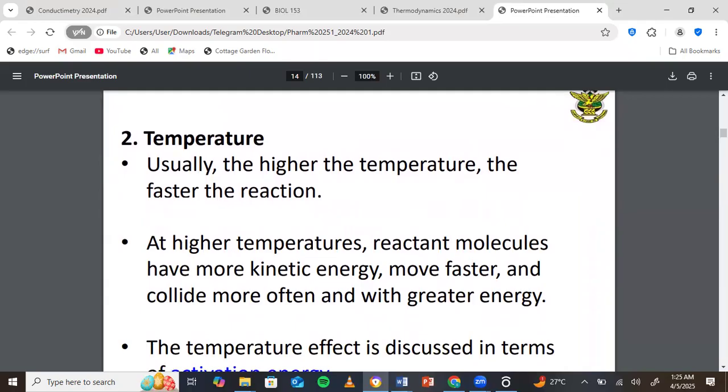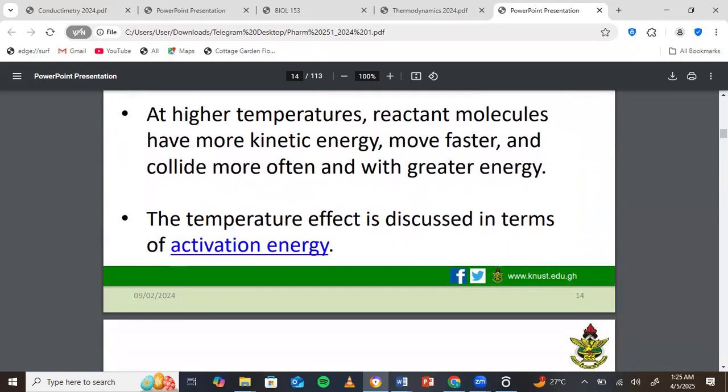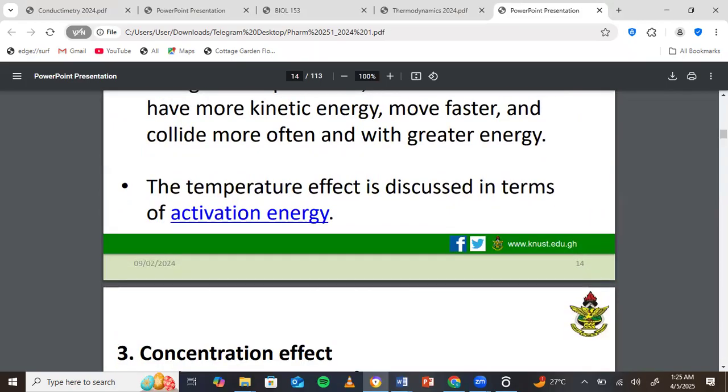Temperature. Generally, temperature increases the rate of reaction. So the higher the temperature, the faster the reaction, right? The idea is that at higher temperatures, reactant molecules have high kinetic energy. They move faster, and then they collide more often. So the frequency of collision and the energy of collision are increased. Two important factors, right?